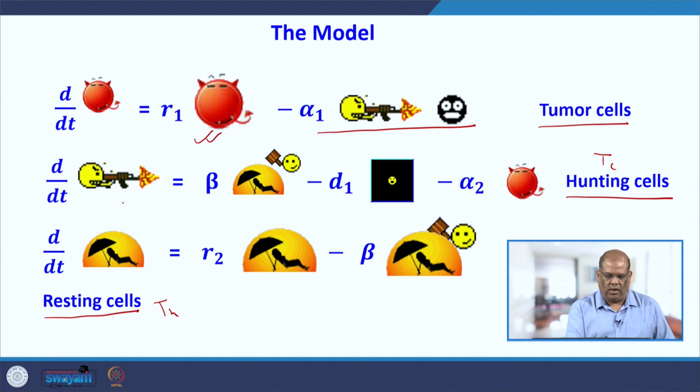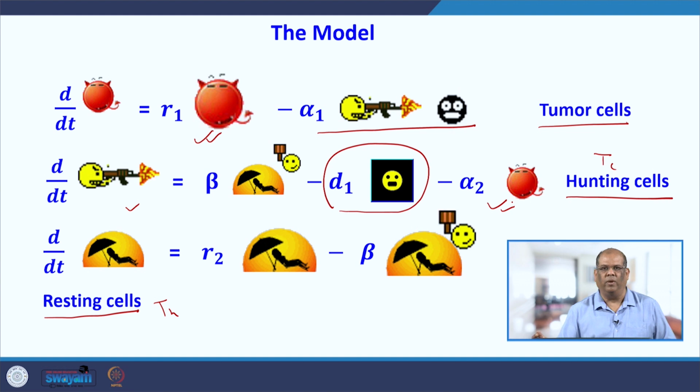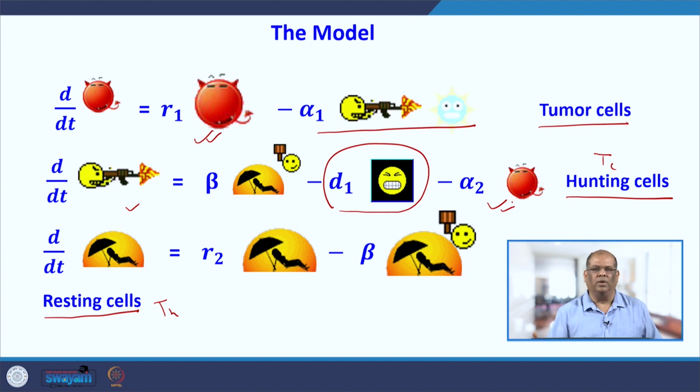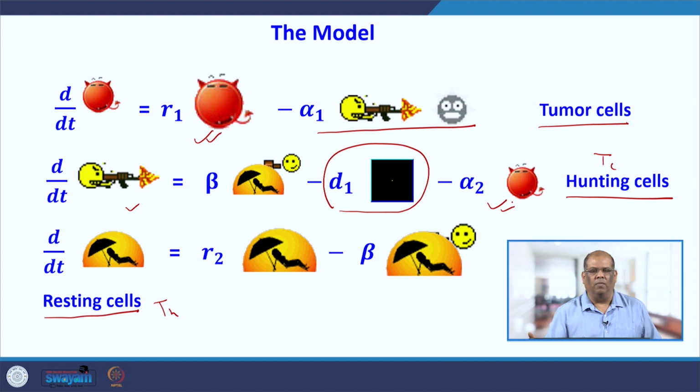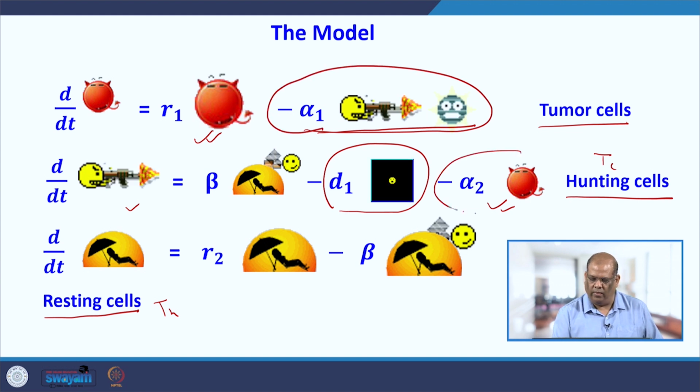Now, this is the natural death of the TC cells, and this is where the tumor is harming the TC cells. So, when there is an interaction between the tumor and the cytotoxic T lymphocytes, either the tumor cell kills the immune cells or the immune cells kill the tumor cells. So, that is why both the killing parts will be here.